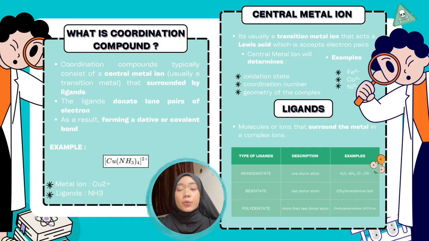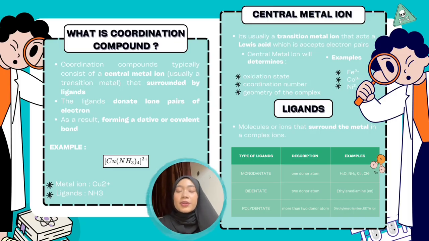Now I will explain what a coordination compound is. A coordination compound is a compound that consists of a central metal ion, which is usually a transition metal, surrounded by molecules or ions called ligands. These ligands donate a lone pair of electrons to the central metal ion. Because both electrons come from the ligand, the bond formed is known as a coordinate bond, also called a dative covalent bond. So in coordination compounds, the metal ion acts as an electron pair acceptor, while the ligands act as electron pair donors.